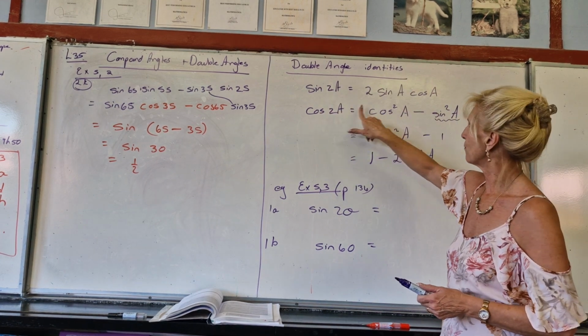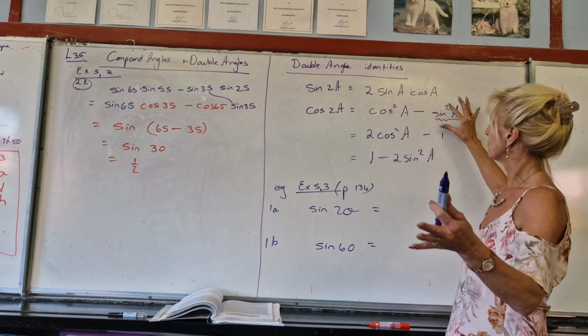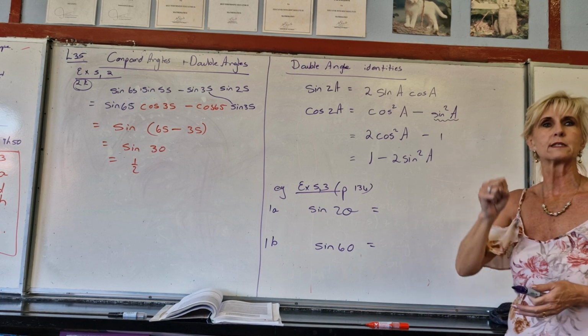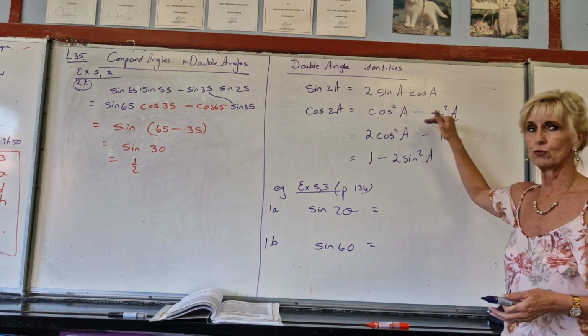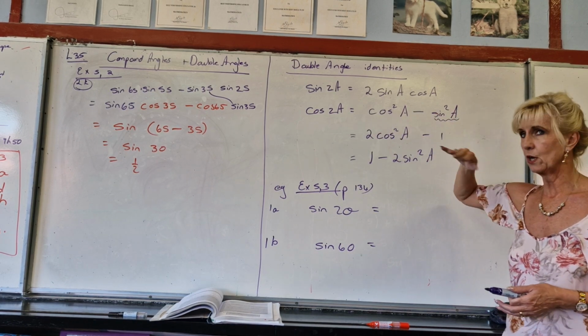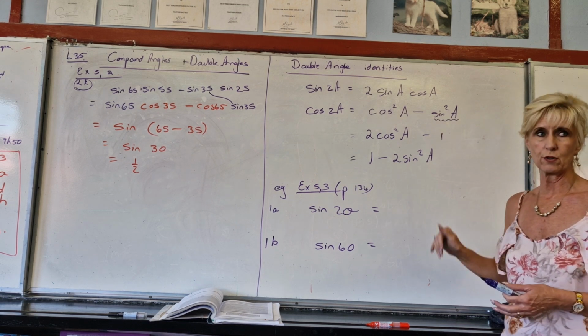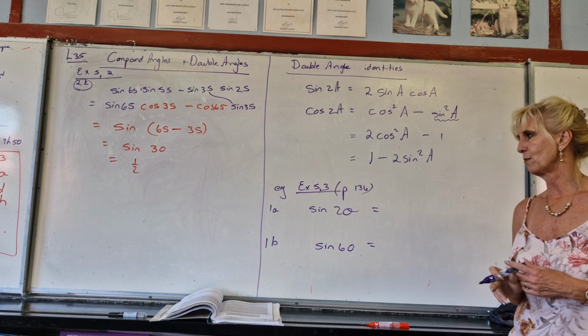So you don't ask yourself, what happened? Where does the sin pop out from? Where does the 2 go? How come there's no squares? It's a formula. It's a rule. You've got to know it. We don't look at how we came about this. You've got to know that those are the formulas. Let's look at some examples.